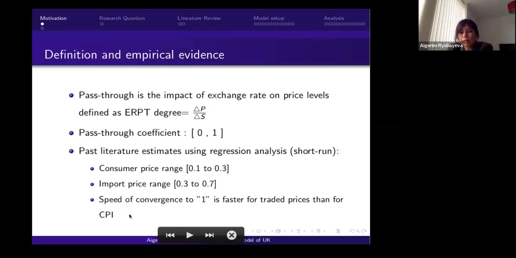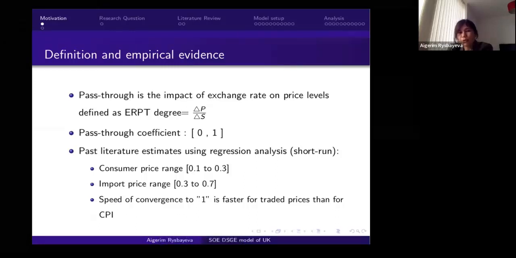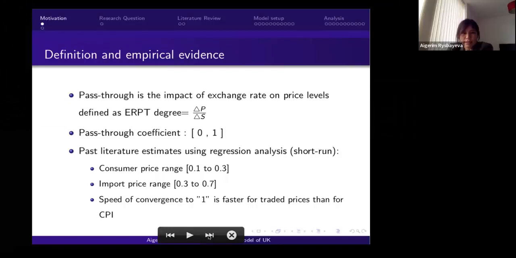Since this is a DSGE model, in my thesis we are going to discuss the dynamics of the economy. We will see how the short-term pass-through converges to the long-run pass-through, which is equal to 1. Okay, next slide.